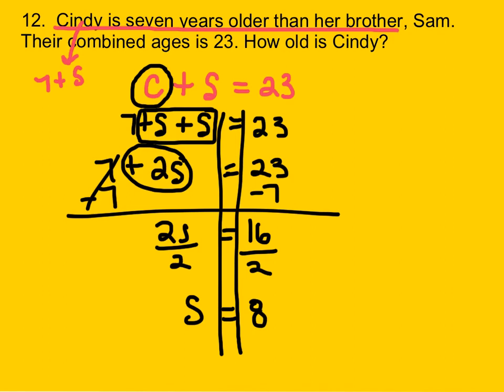Is that what the question asked us? No, it asked us for Cindy's age. We know that Cindy and Sam together are 23 years old. So if we take 23 and subtract 8, we get 15. So that means that Cindy is 15 years old.